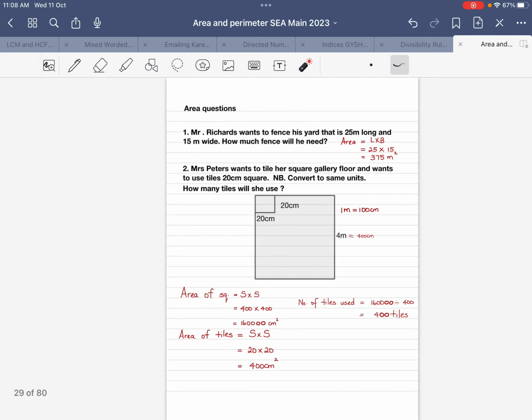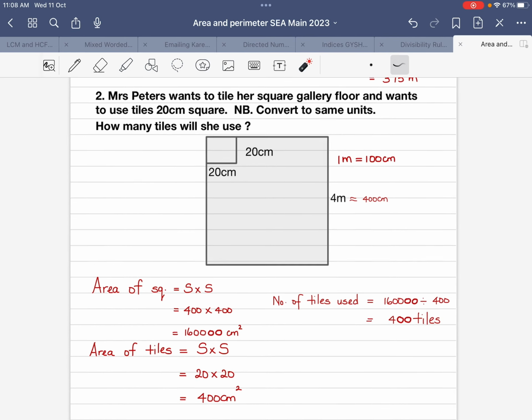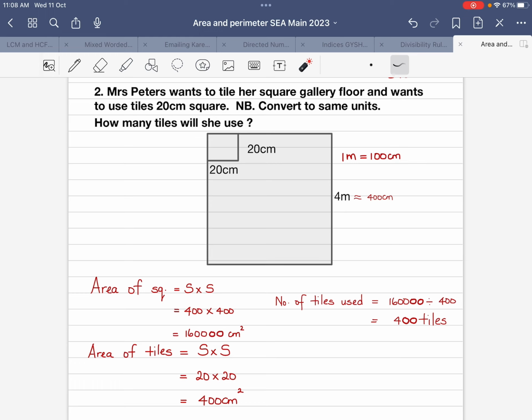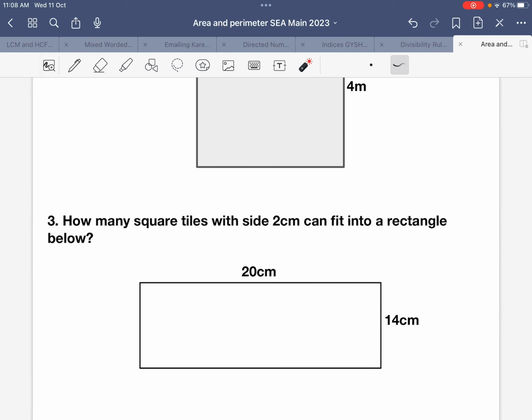Right, so I will go over to the solutions. You can take your time and go through this. Ensure that you understand it, and then we can attempt number 3. Okay, let's take a look at number 3. Number 3 is very similar.